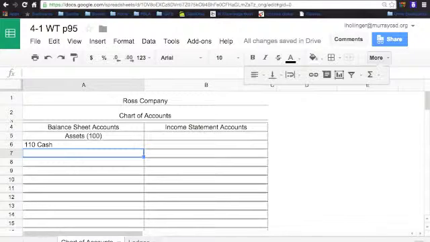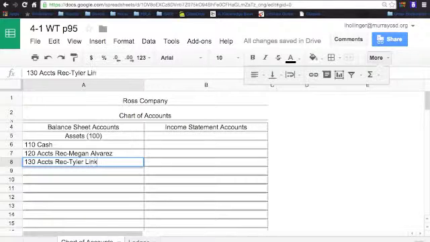So we'll go with our accounts receivables. Maybe we'll have a lot of customers that buy from us. So we're going to say accounts receivable. And then these are organized alphabetically. So we have 2. We have Tyler Link and we have Megan Alvarez. So we have Alvarez and Link. I would probably put Alvarez first. So Megan Alvarez. And then our 130 account, because remember we're separating these by 10s so that if I want to add a new account, I'd be able to put it somewhere in the middle. So our 130 will be our accounts receivable, Tyler Link.